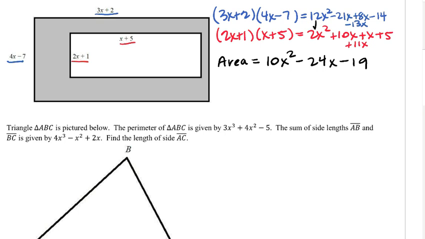12 minus 2 is 10. Negative 13 minus 11 more is negative 24. And negative 14 minus 5 more is negative 19.